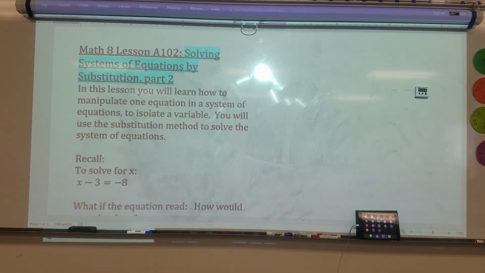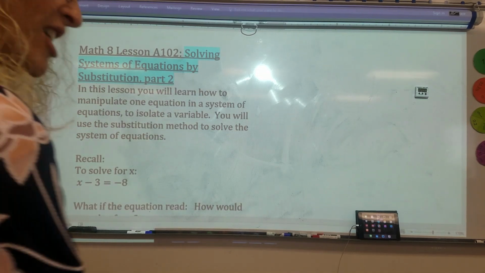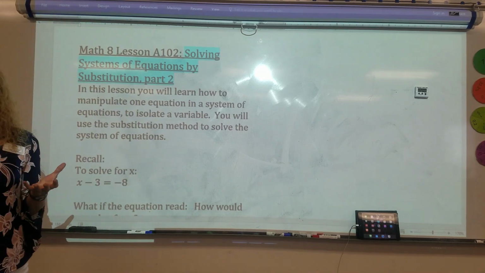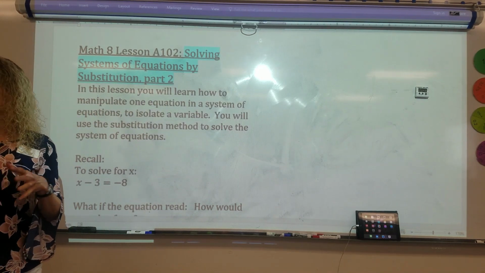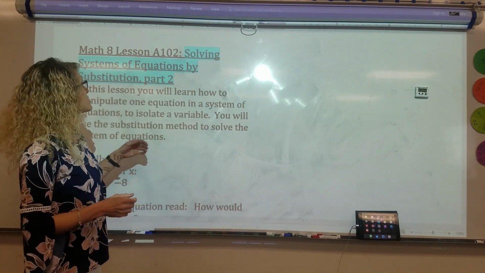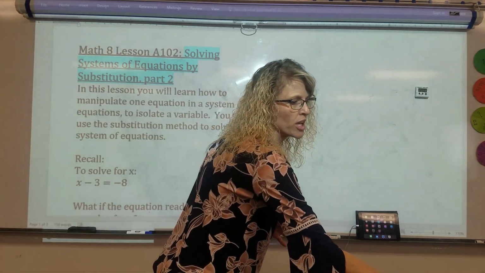So today we're going to talk about how to solve by substitution when it's a little different. We've already done substitution. What's different today is one of the variables is not already isolated for us. We're going to have to isolate a variable. So let's just practice, make sure we understand.